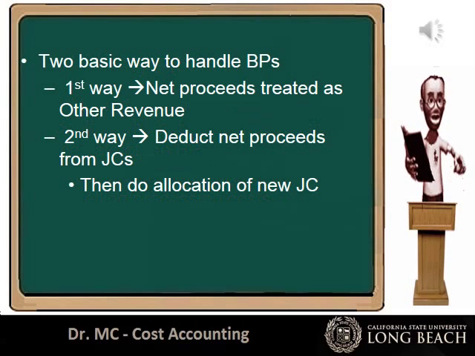There are two basic ways to handle the net proceeds that a firm receives from selling its byproducts. First, the sales revenues are treated as other revenue. This other revenue is added to the gross revenue of the firm on its multi-step income statement. The second method is to treat the net proceeds from selling the byproduct as a reduction in the costs of the process that produces the byproduct. The reduced joint costs are then allocated to the joint products produced by that process.